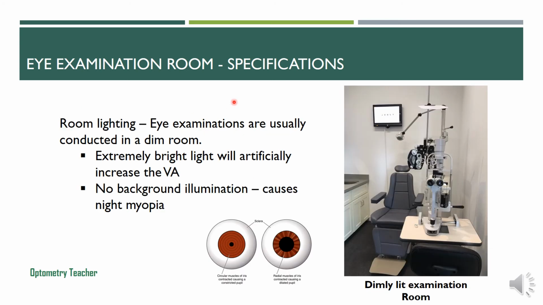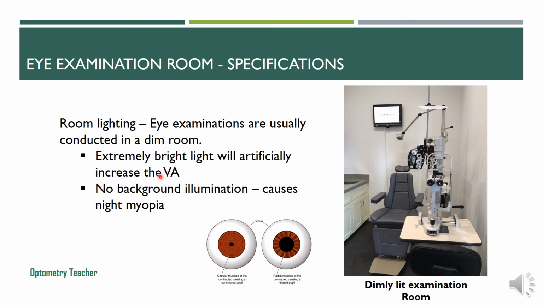Now another general thing we have to be careful about is the room lighting. We should not be using a very bright room, or a very dim room or a dark room, when you're doing an eye examination. We generally use somewhere in between, that is a dim room.